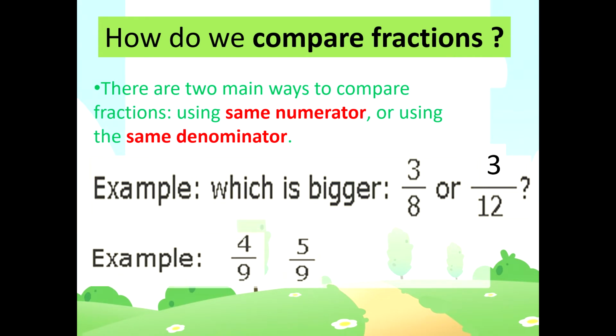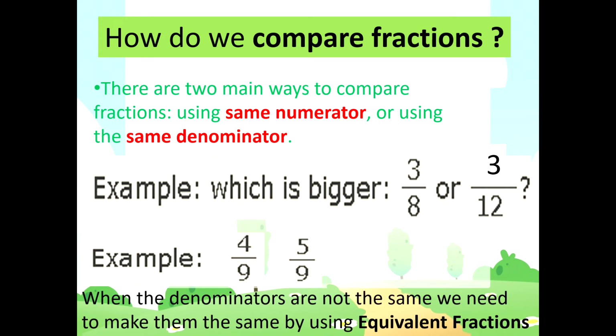Okay, now here's an example of the same denominator. Here we have 4/9 and 5/9. If they're the same denominator, then we compare the numerators, and the bigger numerator will be the bigger fraction. So we have 4/9 and 5/9. Which one is greater? Yes, 5/9, because if we have the same denominator, then we compare the numerators, and the bigger numerator will be the bigger fraction.